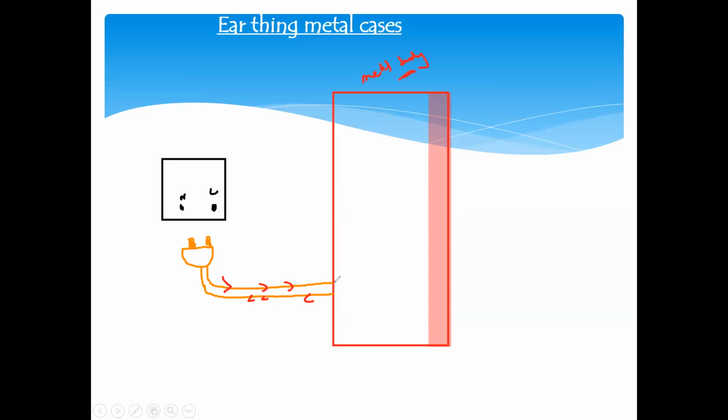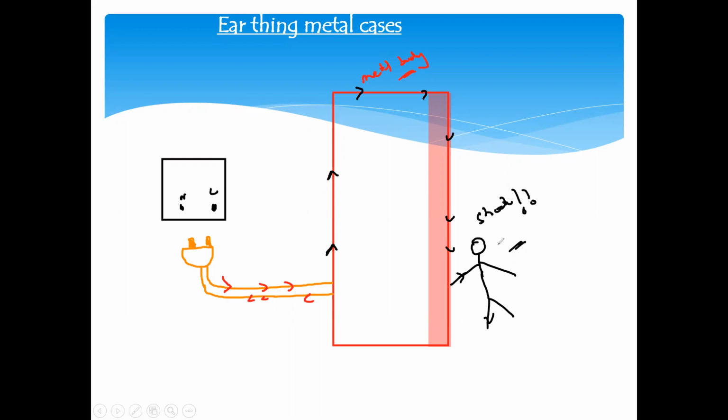So if this touches the metal body and there's a person and he touches this, what will happen? Because the live wire is in contact with the metal body, the current starts to flow through the metal body, and it will pass through the person who's touching the metal body, and he will get an electric shock.